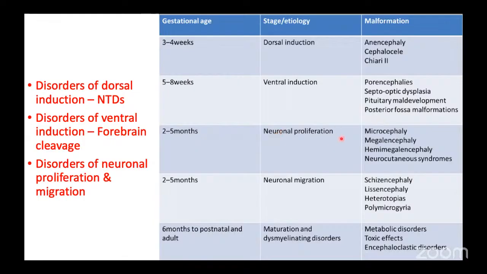Of the neuronal proliferation, you can see the major ones here, microcephaly, megalencephaly, and so on and so forth. Migration, schizencephaly, lissencephaly are the major ones, heterotopias, where you have gray matter within the white matter that doesn't migrate all the way to the cortex, and polymicrogyria, where you have a lot of minute sulci. So just go through all of these in detail at your own time, and you should be good to go with the CNS congenital anomalies.